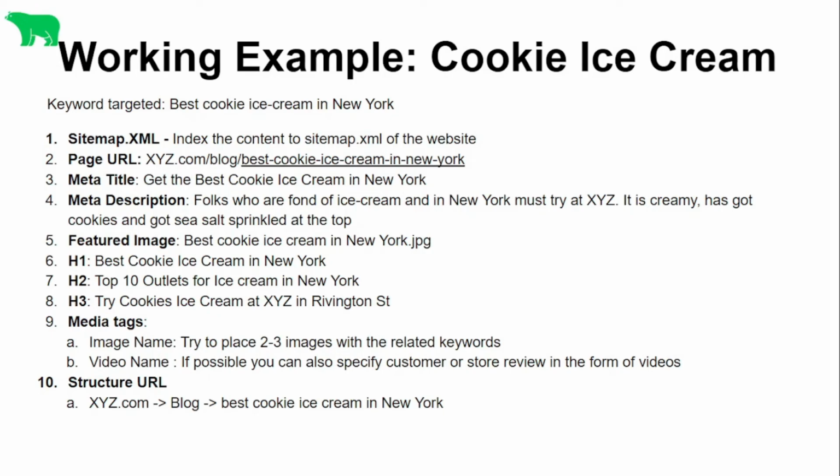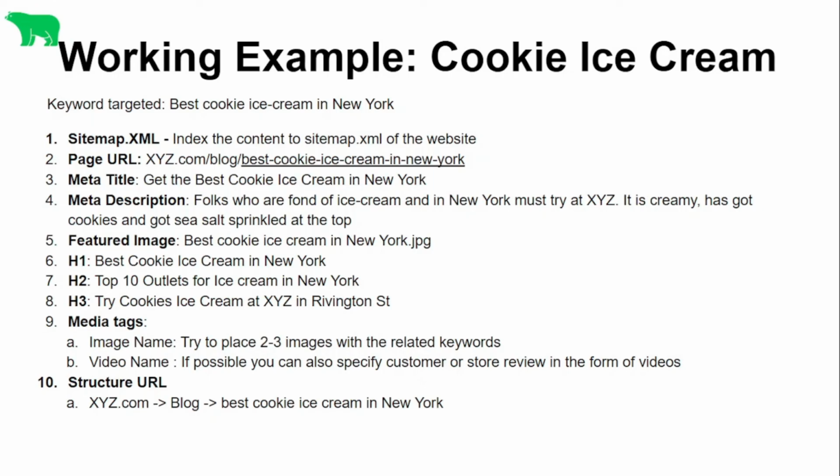The second is page URL. You can ensure that the best cookie ice cream in New York as a set of keywords is always present in your page URL. Similarly, the keyword is also present in the meta title and meta description as well. In this case, we have chosen the meta title to be get the best cookie ice cream in New York. You can obviously create your own snappy, catchy meta titles, but ensure that they are short, a maximum of 60 characters, and they carry the intended keyword. Similarly, meta description, always ensure that they are 160 characters long and they need to have the keyword for which you are targeting the content.